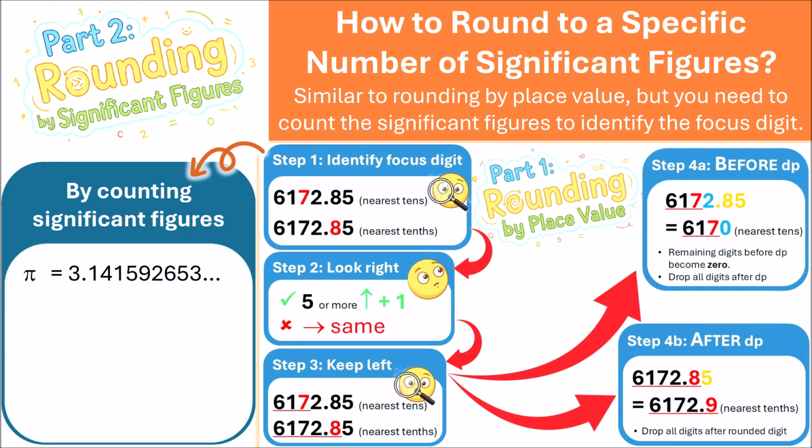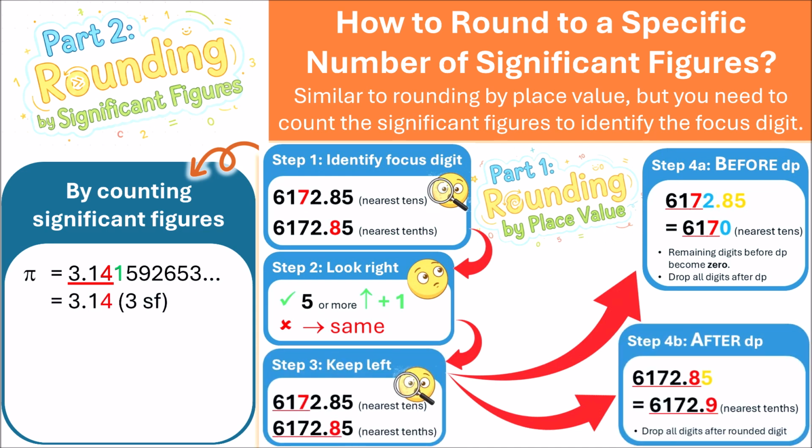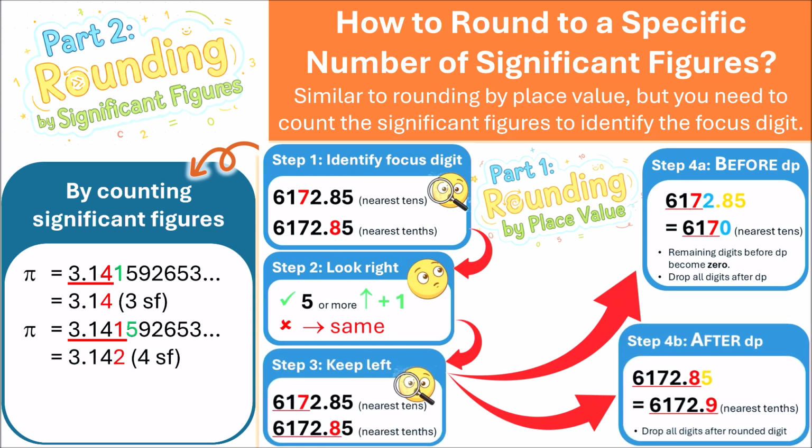The first 10 digits of pi are shown here. To round pi to 3 significant figures, the focus digit is 4, since it is the third significant digit. Then we look right at the next digit, which is 1, and that's less than 5. So the focus digit stays the same, and based on steps 3 and 4a, we get 3.14. To round pi to 4 significant figures, the focus digit is 1. Then we look right at the next digit, which is 5, and that's 5 or more, so the focus digit increases by 1. And based on steps 3 and 4b again, we get 3.142.